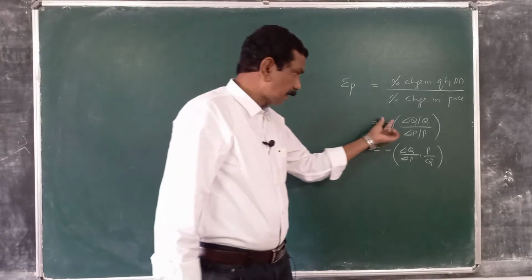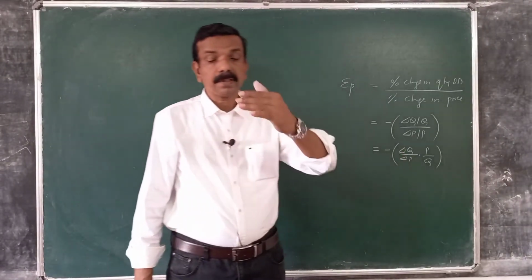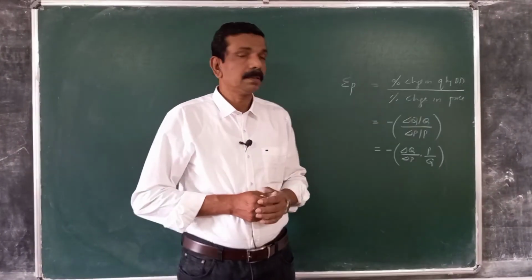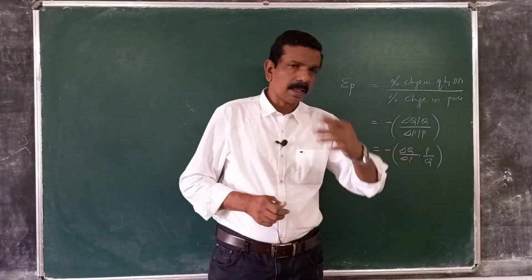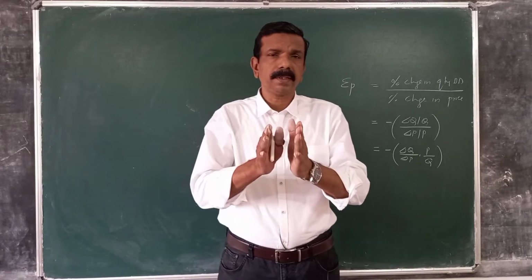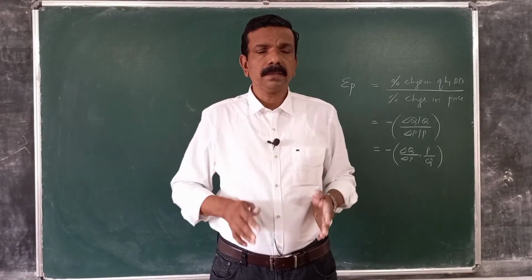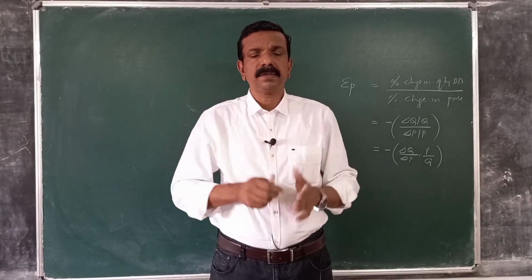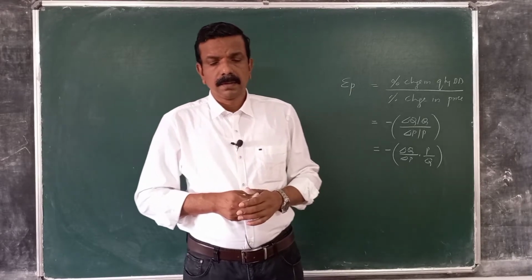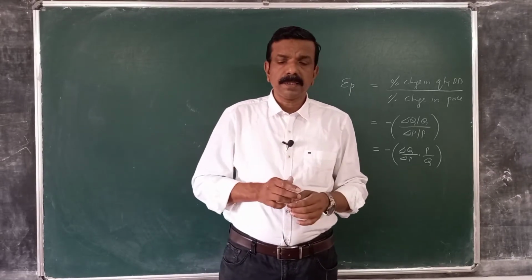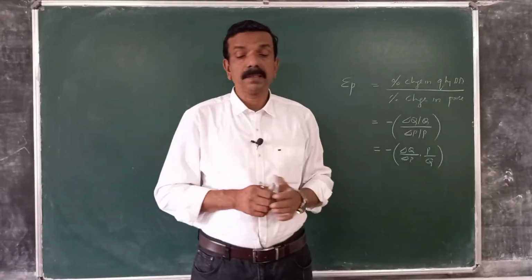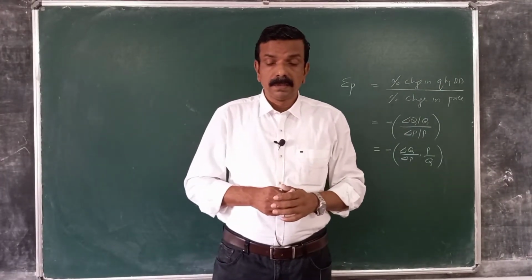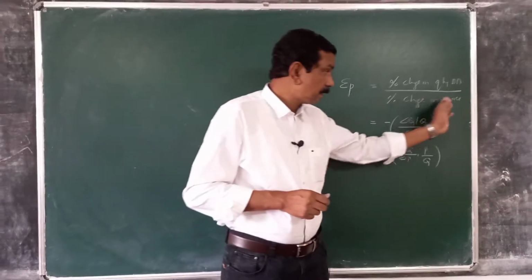A negative sign is added to convert it into a positive quantity. Or if this negative sign is not added, you will get a negative number. You ignore the sign, consider only the magnitude of change. And the price elasticity of demand measures the relative responsiveness in quantity demanded to a change in price.